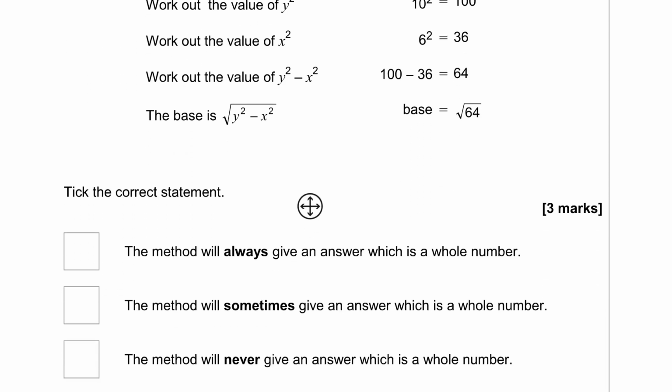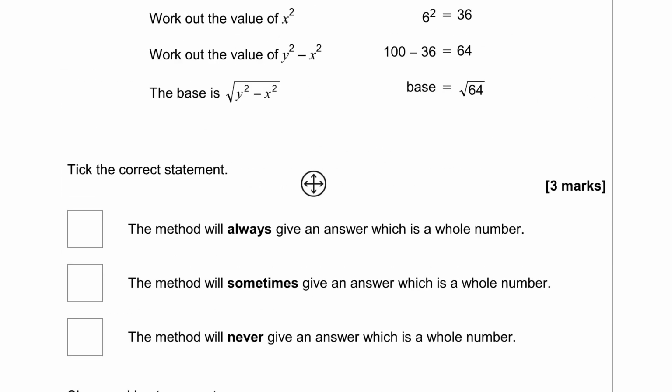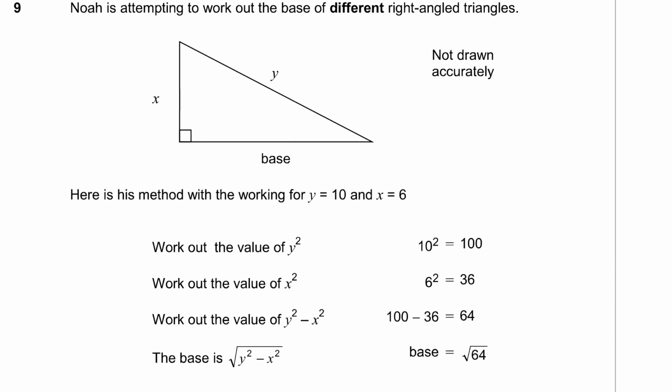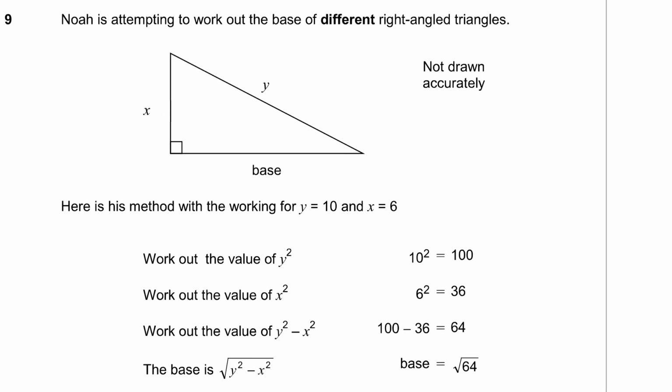So underneath it says tick the correct statement. The method will always give you an answer which is a whole number. The method will sometimes give an answer which is a whole number. The method will never give an answer which is a whole number. Well, his first example here with y and x equals 10 and 6 gave us root 64, and root 64 is 8, so that is a whole number.